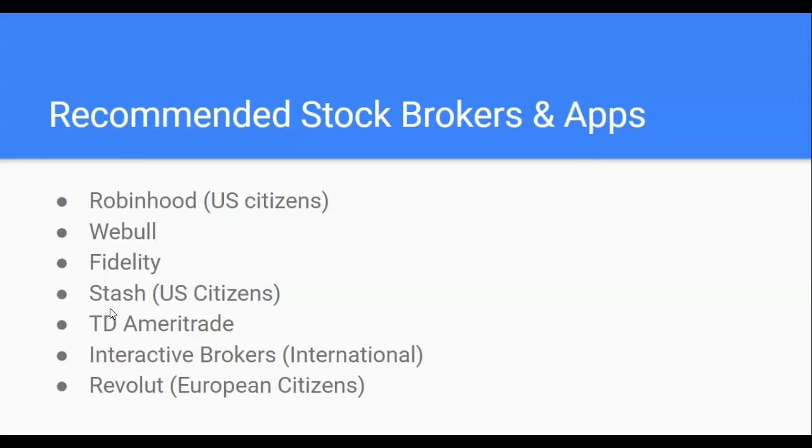So now another one that I've heard good things about is Revolut. So that's a good one for European citizens. They're based out of the UK, and I think Revolut is getting really, really popular in Europe. So that's a good choice if you're in Europe.